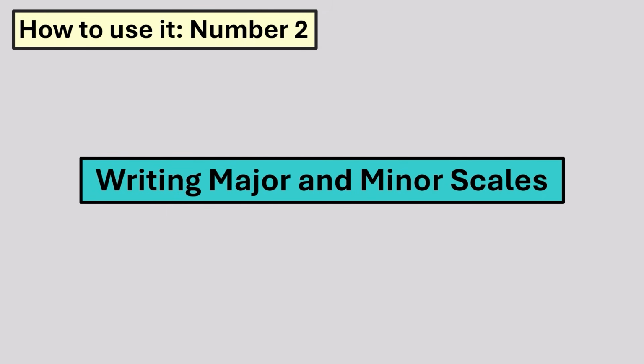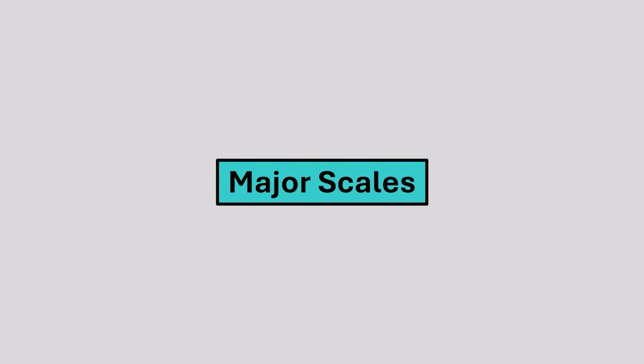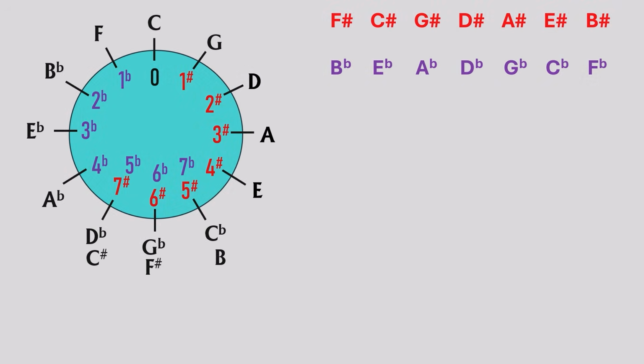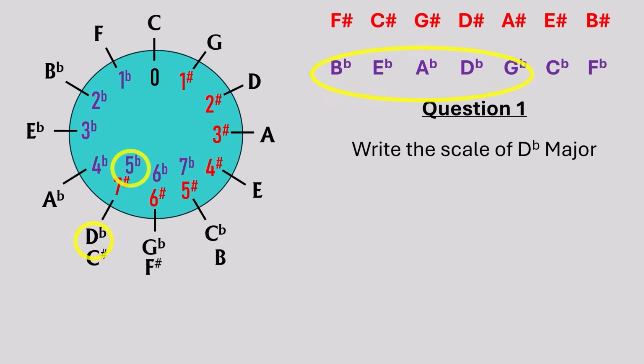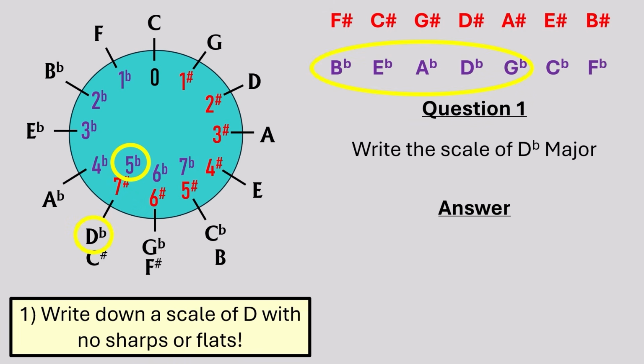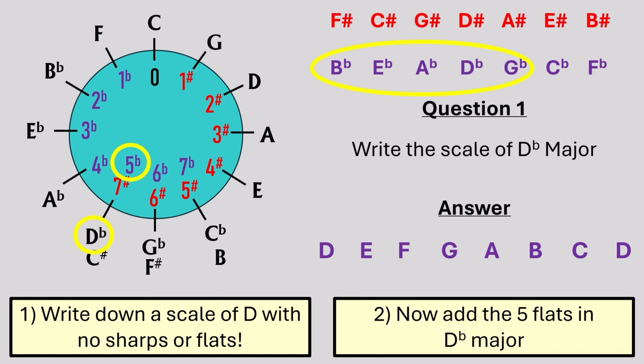The second way we're going to use the circle of fifths is for writing major and minor scales. Let's start with the major scales. Question 1. Write the scale of D flat major. First, write down a scale of D with no sharps or flats. And then add the 5 flats in D flat major.